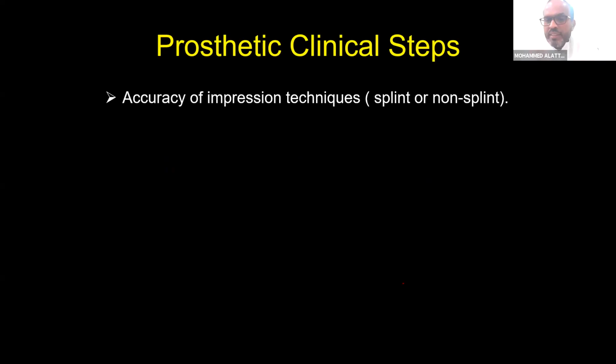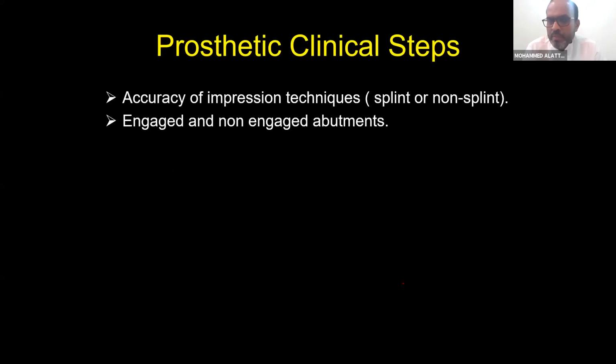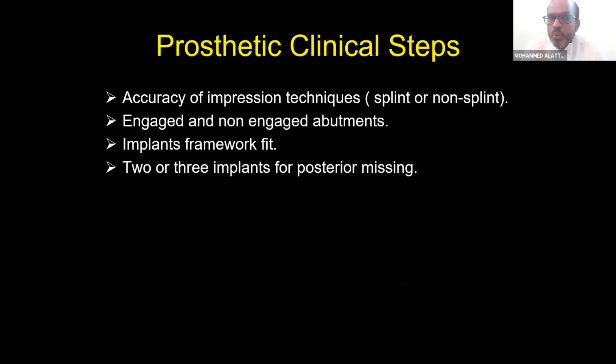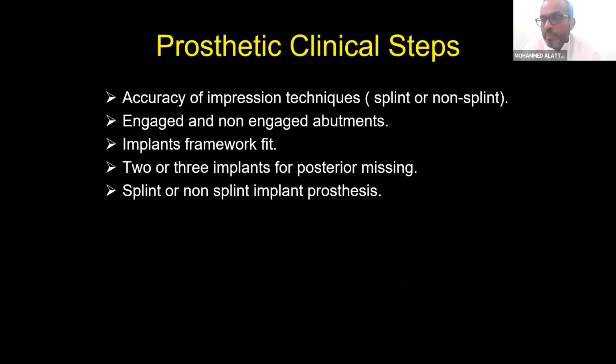The first point, the accuracy of the impression technique. We should splint or non-splint our impression coping for the full arch prosthesis. The second one, we should do engaged and non-engaged abutments. The third one, how to check my framework fit. And also, for the posterior area, should I place 2 or 3 implants for the posterior missings? And also, should I splint or non-splint my final crowns or my final prosthesis? And do I need to replace the second molar or not?